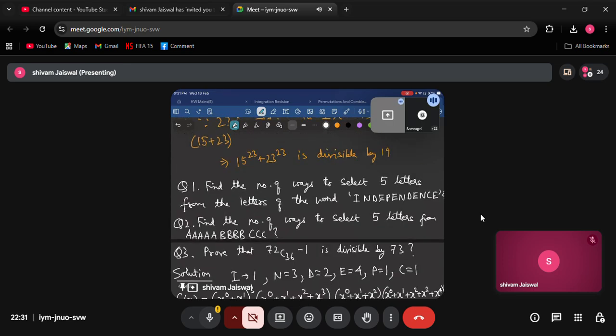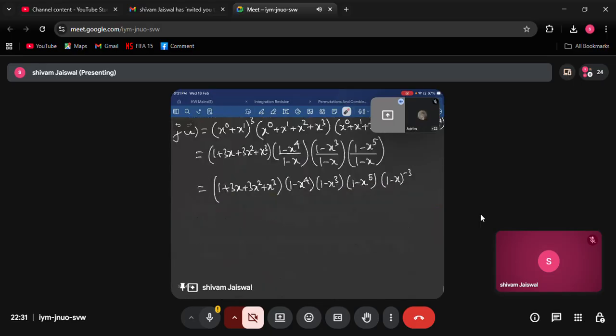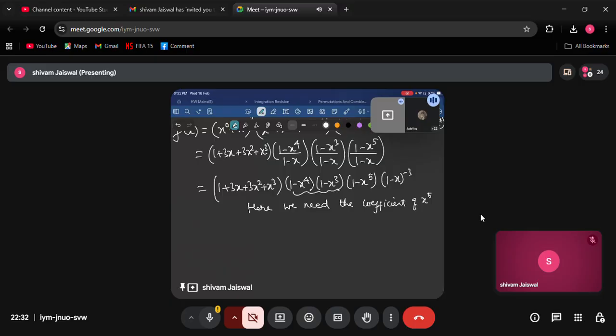So over here we need the coefficient of, tell me, how many letters we need to select? 5. Now here we need the coefficient of x to the power 5. Okay, so it's better if we multiply these first two. Okay, let us start multiplying.